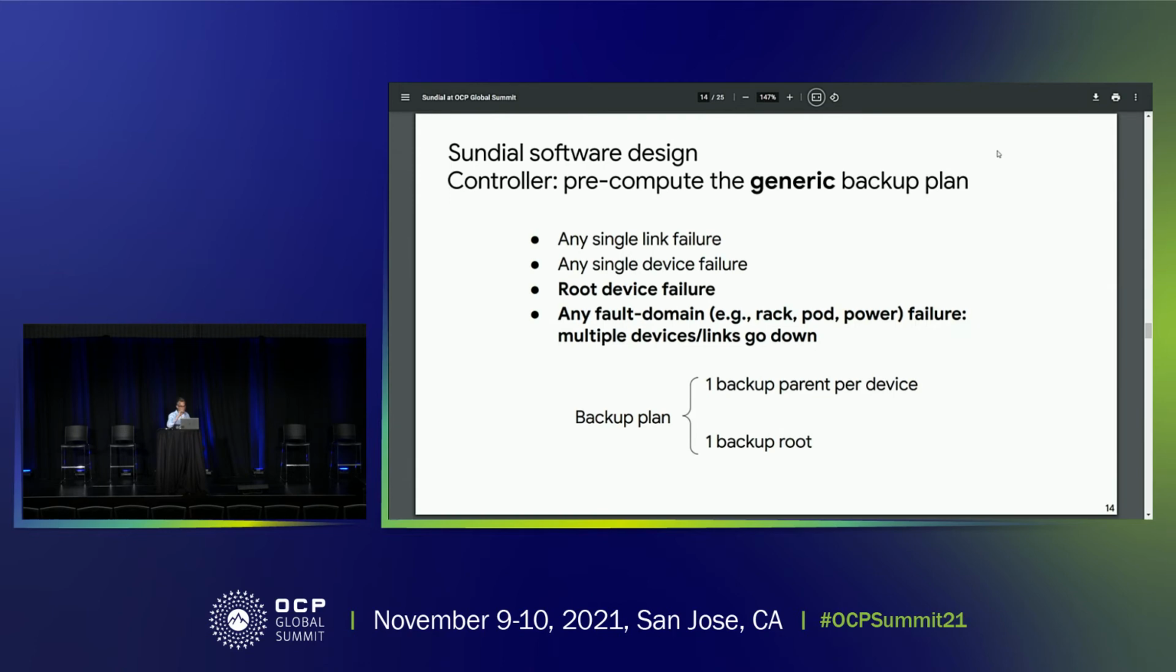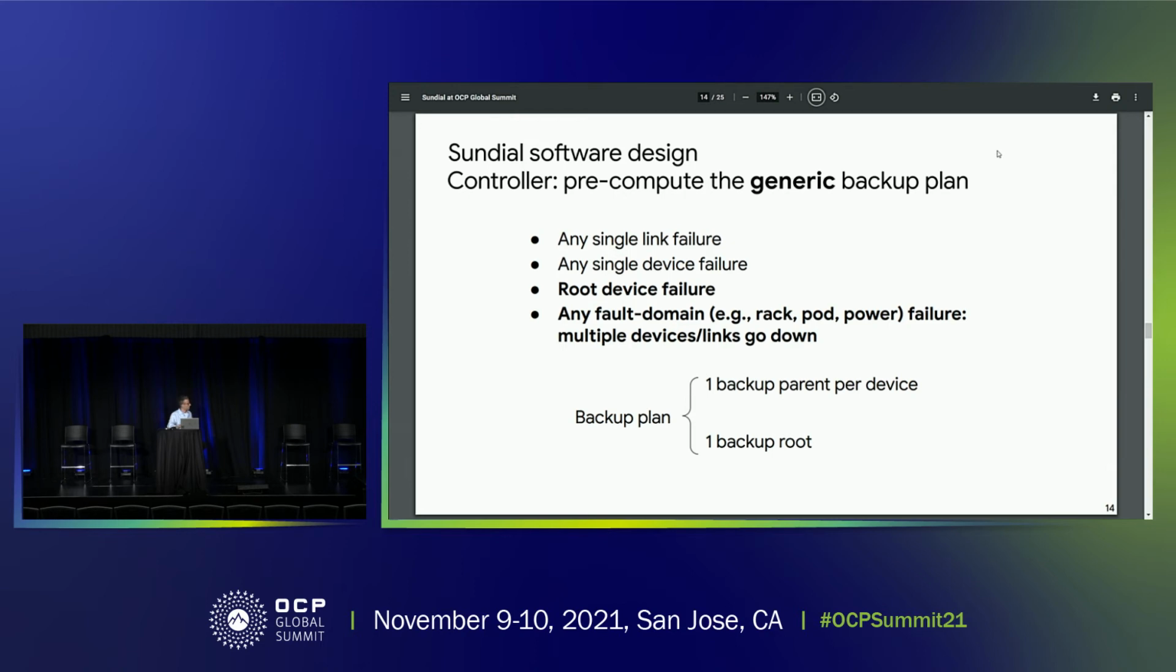Next slide, please. To be more specific, the backup plan has to be generic to any single link failure, any single device failure, and the root failure, which is a special case. Beyond any single failure, there can also be concurrent failures caused by a fault domain failure, such as a rack or pod power going down, which can bring down multiple devices simultaneously. In this talk, I will only cover the root failure and the fault domain failure, but you can refer to our white paper for all the details.